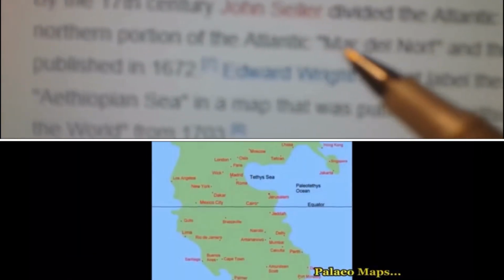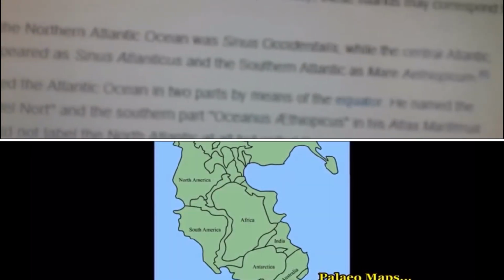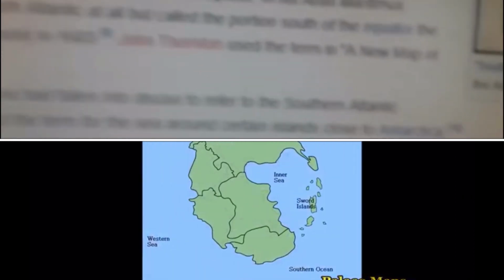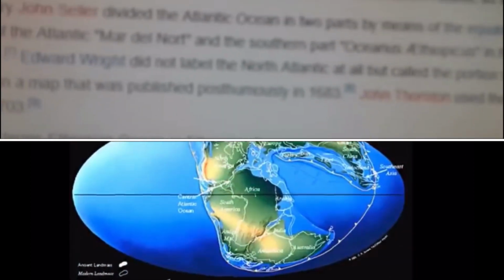By the 17th century, John Seller divided the Atlantic Ocean in two parts by means of the equator. So that's how it happened. They named a lot of what they would call the Atlantic Antarctica because they were dividing it by the equator.